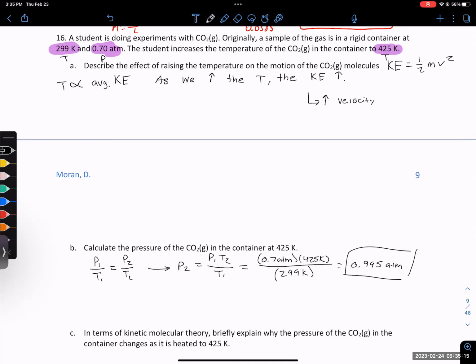So it's important to realize that as we increase the kinetic energy, we're increasing the velocity of the molecules, which increases the number of collisions with the container, which by definition will increase the pressure, because increased collisions with the container is going to increase your pressure.